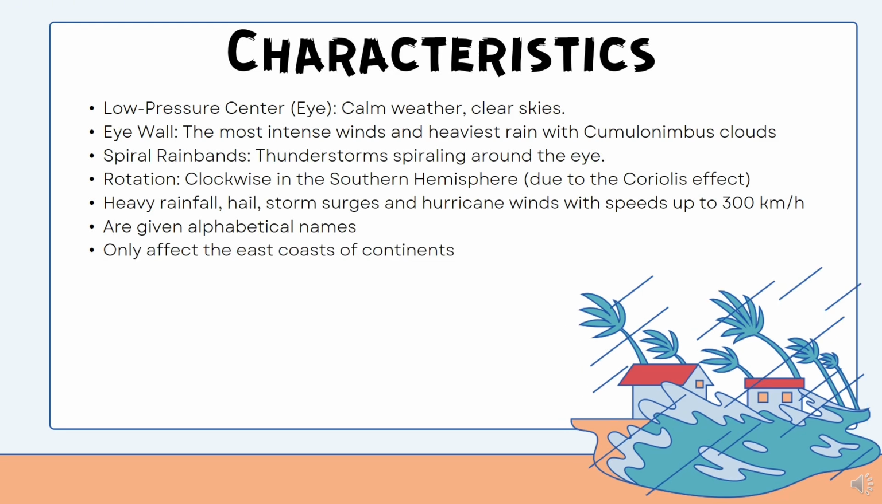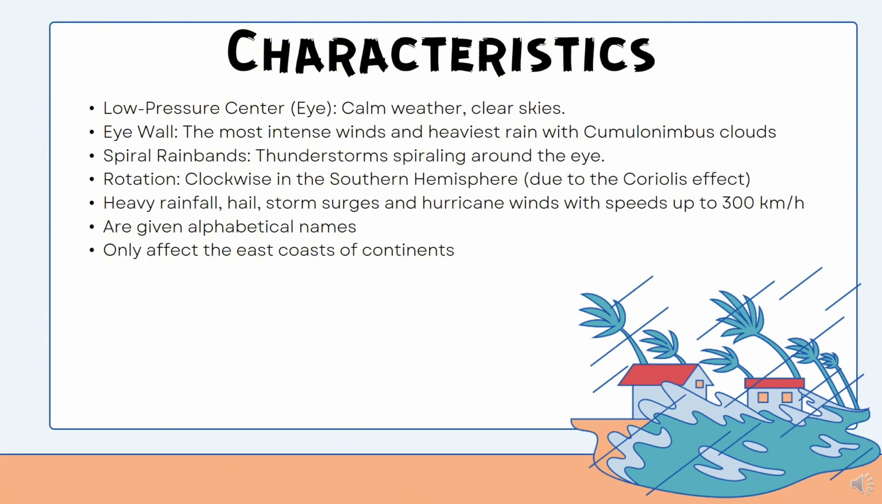Another important thing is that they only affect the east coasts of continents. You may be asking why. It's because the east coast of continents is where you find the warm ocean current. We will go into it further in this video, but a warm ocean current is a requirement for a tropical cyclone. So it can't happen on the west coast.